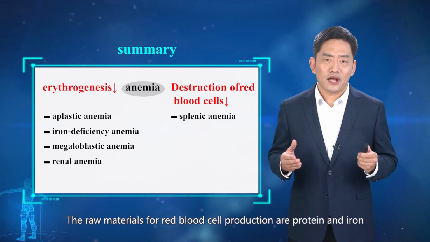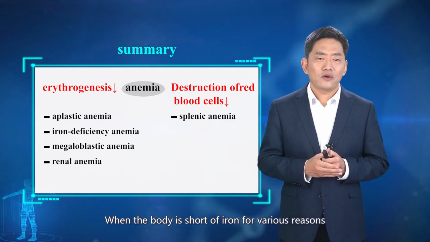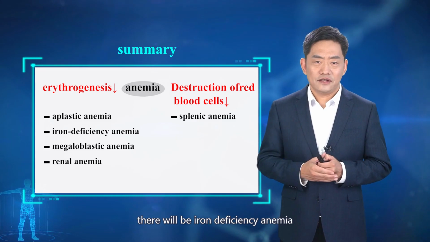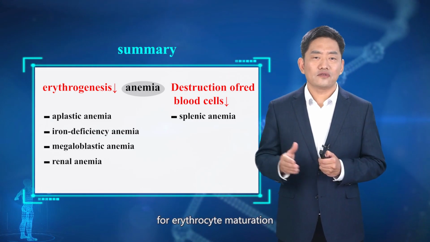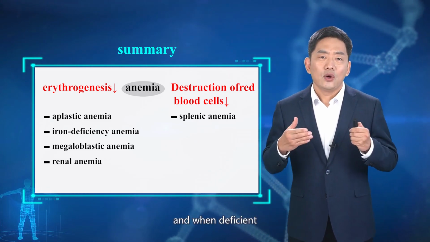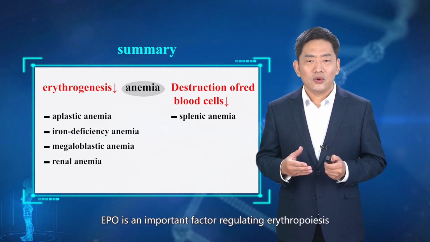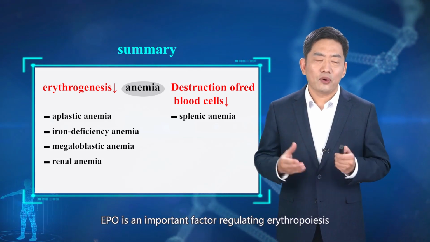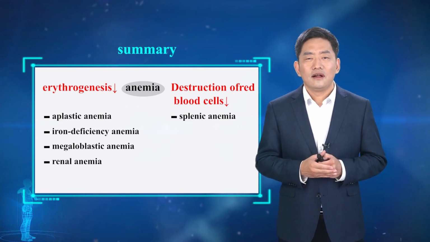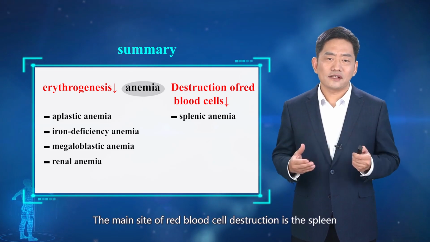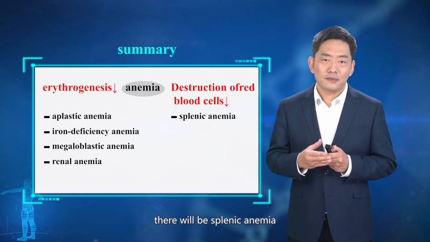The raw materials for red blood cell production are protein and iron. When the body is short of iron for various reasons, there will be iron deficiency anemia. Folic acid and vitamin B12 are essential factors for erythrocyte nutrition, and when deficient, megaloblastic anemia occurs. EPO is an important factor regulating erythropoiesis, and renal anemia occurs when EPO secretion is reduced. The main site of red blood cell destruction is the spleen. When there is hypersplenism, there will be splenic anemia.